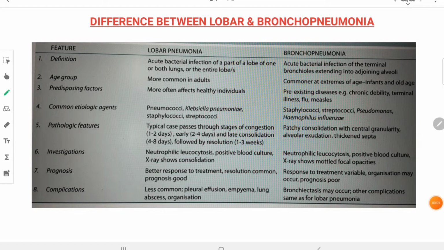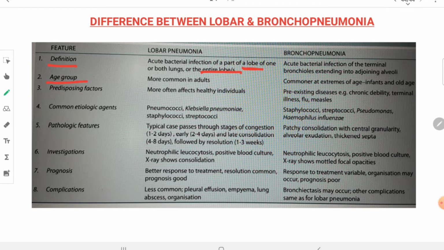Let's see the difference between lobar pneumonia and bronchopneumonia. This is the table from the pathology book of Dr. Harsh Mohan sir. So first, definition. We are already aware that in lobar pneumonia the whole lobe or the majority of the lobe is involved, right? The entire lobe is involved. The inflammation is of the entire lobe, while in bronchopneumonia the inflammation is patchy. Only focal areas are involved.